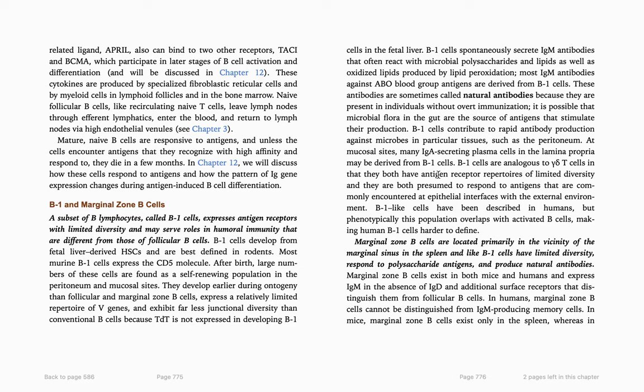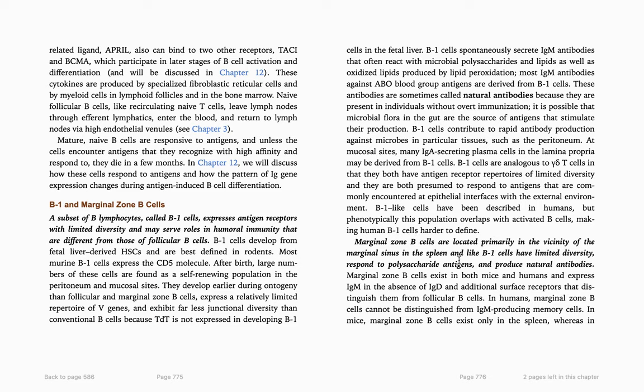B1 cells are analogs of alpha delta T cells in that they both have antigen receptor repertoire of limited diversity, and they are both presumed to respond to antigens that are commonly encountered in epithelial interface with external environment. B1-like cells have been described in human, but phenotypically this population overlaps with activated B cells, making a human B1 cell harder to define.